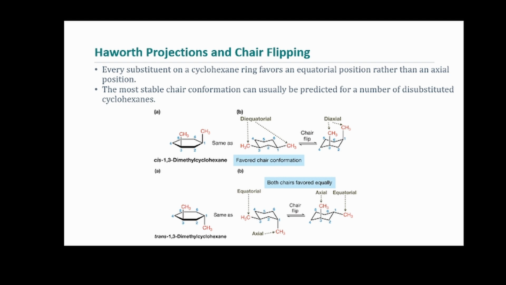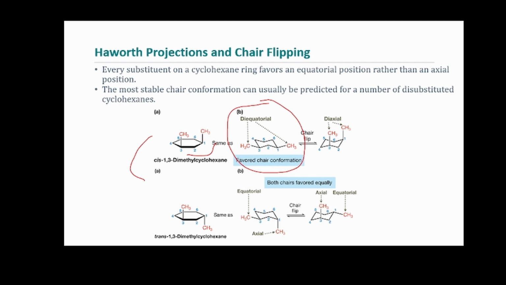The most stable chair conformation can usually be predicted for a number of disubstituted cyclohexanes by looking at this right here. So here we have a Haworth projection, and these are cis to each other. This is a 1,3 substitution. Everybody okay with that so far? Okay, fantastic. Now, with the 1,3 substitution, are these things going to want to be squeezed near each other or put further apart? Further apart, right? And so the diequatorial position is going to be the more stable one. The diaxial position is going to be considerably higher energy.